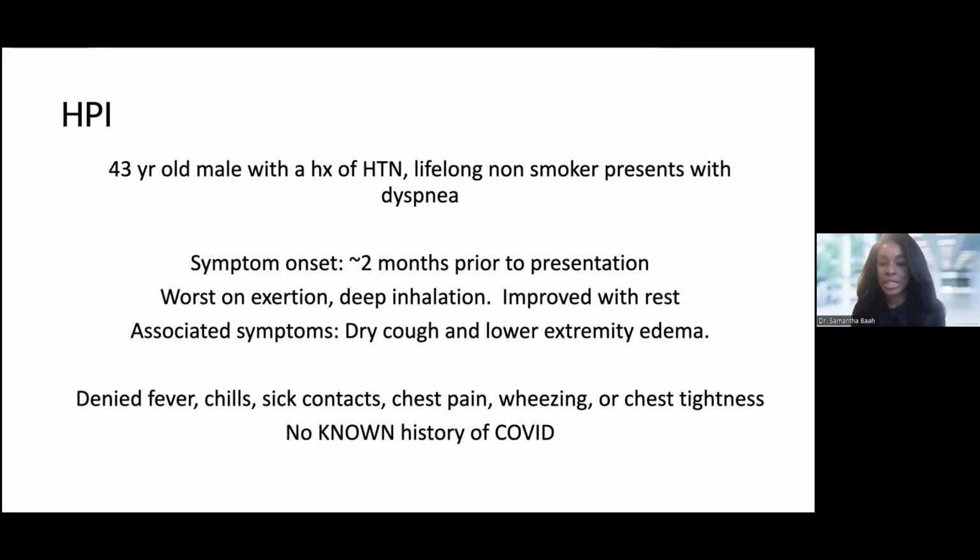He said the shortness of breath began about 2 months ago. It's worse on exertion, as well as whenever he takes a deep breath, it gets worse. It improves whenever he stops doing what he's doing and rests. He also had a dry cough and lower extremity edema. So he didn't have any fevers, chills. No one around him was sick. He didn't have chest pain, no wheezing or chest tightness, and he doesn't have any history of COVID that he was aware of.